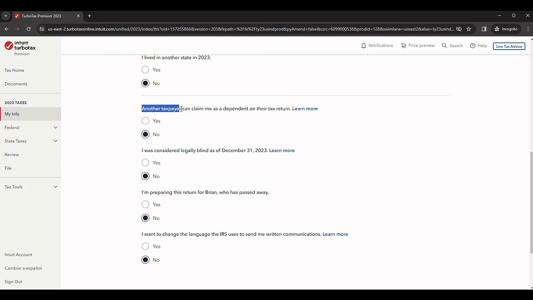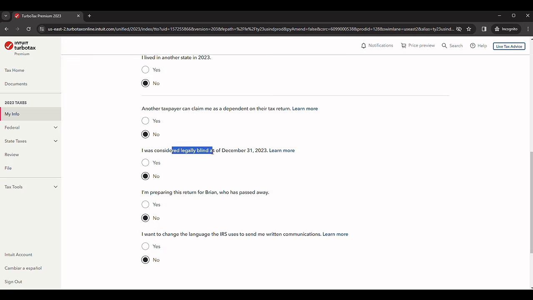They're asking if another taxpayer can claim you as a dependent on their tax return. So for example, if you're a child or basically if you're a dependent and someone's claiming you as their dependent, then they need to know about that because that's going to affect your tax return as well as their tax return, whoever's claiming you. But in this situation, we're going to say no.